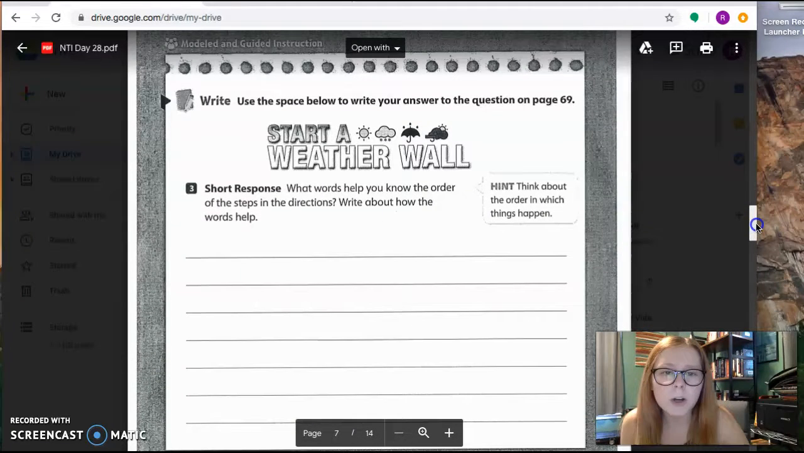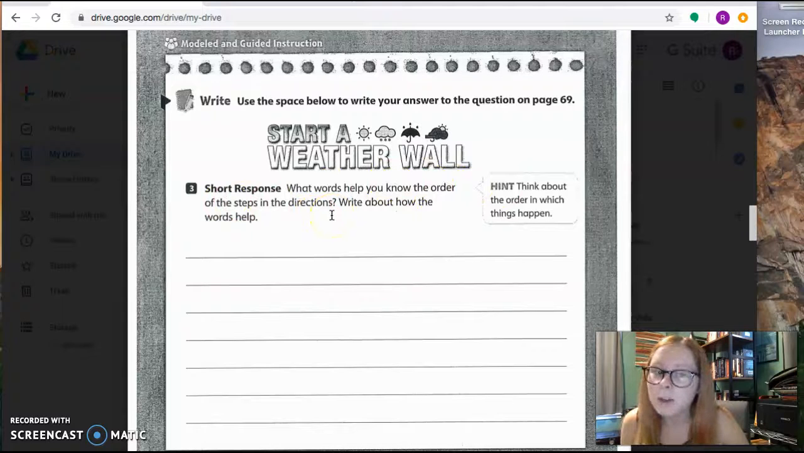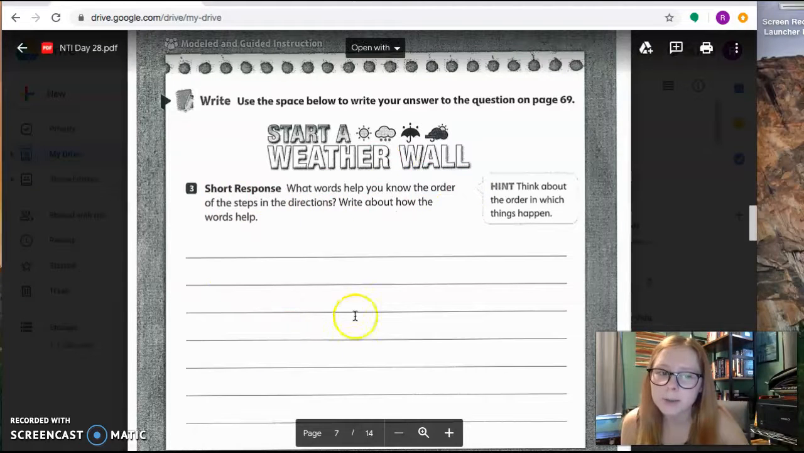Then it says, what words help you know the order of the steps and the directions? So we had to use those words, right? What are those words that helped us? So think about that when you're writing your answer.